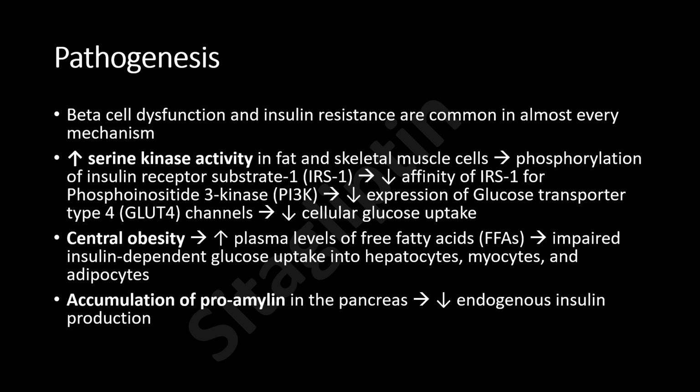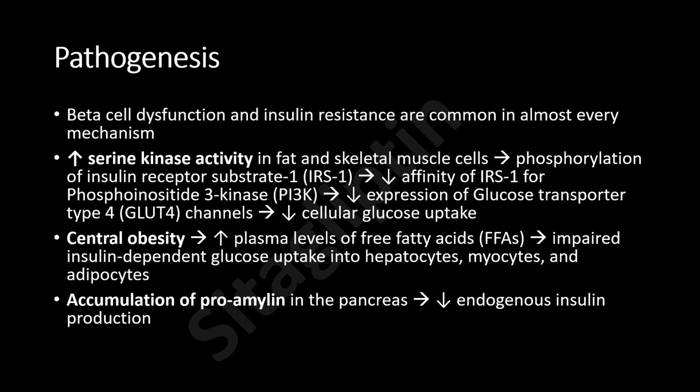Another mechanism of importance is that central obesity, fat deposition around the abdomen, is responsible for the release, not the production but the release, of increased plasma levels of FFAs. So free fatty acids are increased in the plasma, and this again leads to impaired glucose uptake into liver tissue, the muscle tissue, and the fat tissue.